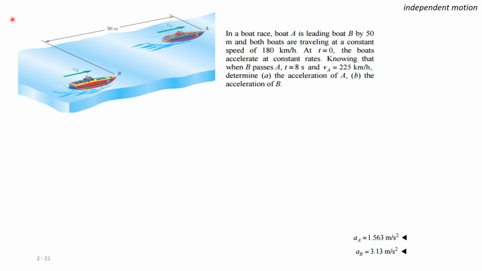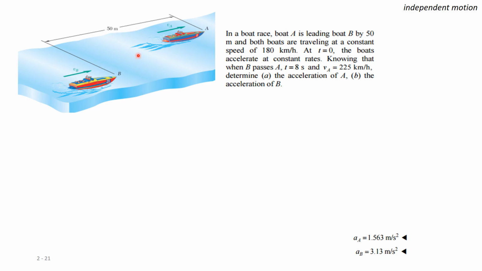Here's an example problem. Let's go ahead and read the problem statement, and you'll get through these a lot faster if you really visualize and understand the scene that's going on and what motions are going on. So think through what this means. In a boat race, boat A is leading boat B by 50 meters. We have some information here. 50 meters. Where is that on our picture? A is leading B, it's in front by 50 meters.